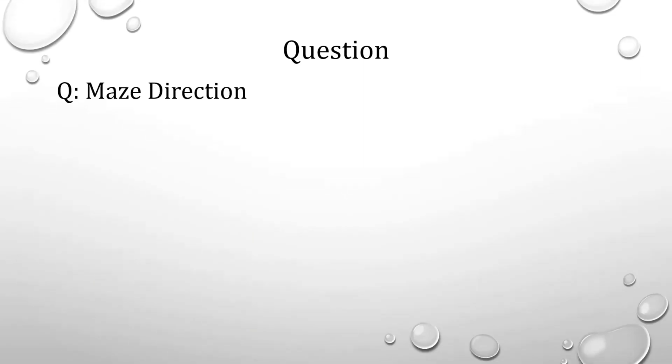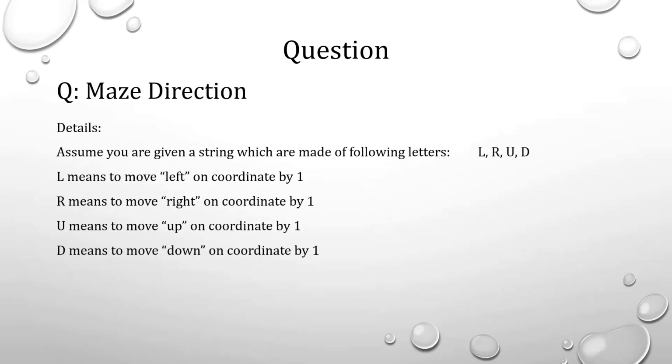Our today's question would be related to maze direction. Let's have a look at the details of the problem, which says we would be given a string with the following letters: L, R, U, D. Every letter denotes a particular movement or an action. L means to move left, R means to move right, U means to move up, D means to move down on a graph by 1 unit. That 1 unit could be anything, a centimeter, a meter, or a kilometer.